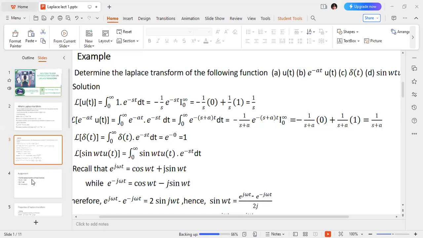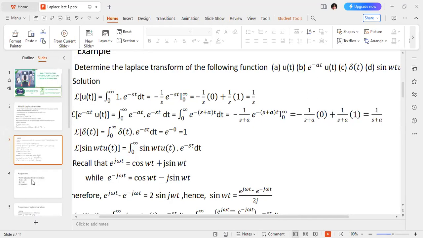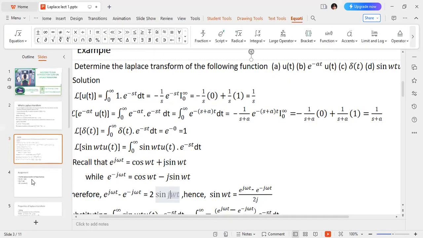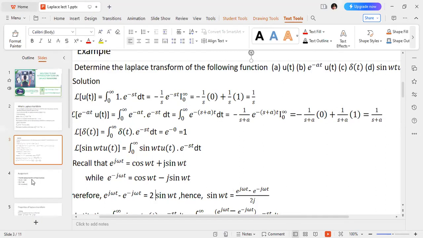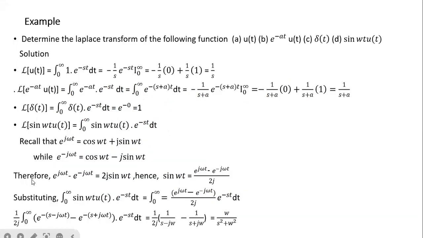So, okay, jω. This shouldn't be here. Then you should have this here. Then you should have j here. Yes, we should have our j here. Fine, good. I think we are good to go. So you should have 2j sine ωt. Hence, sine ωt will be equal to, of course, we have said that, this minus that, all over 2j.